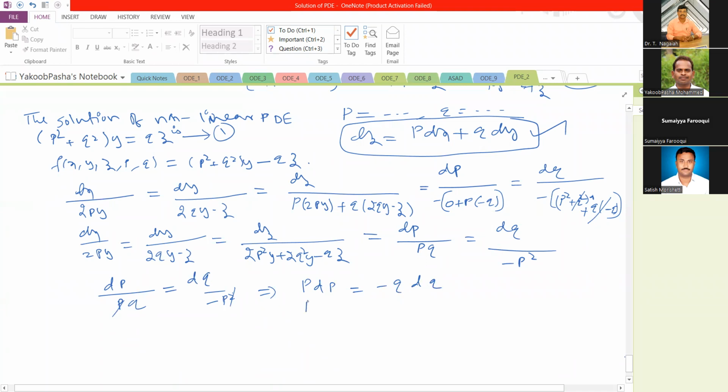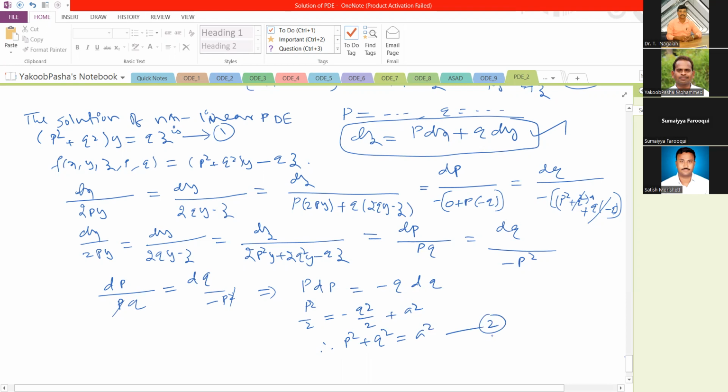Now integration: p square by 2 is equal to minus q square by 2 plus a constant. We take the arbitrary constant as a square, so the LCM of 2 and 2a square becomes a square only. Therefore, we can write it as p square plus q square is equal to a square. This is equation number 2.